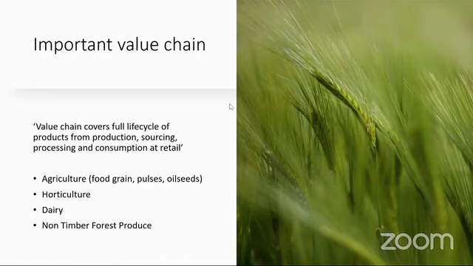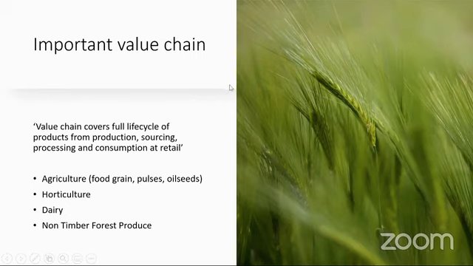Now, basically in agriculture, we talk about food grains, pulses, and oil seeds. In horticulture, we will be talking about fruits and vegetables. Dairy, everyone knows. I will be only covering the milk part because in dairy value chains, after processing, there are a lot of other products that are involved. But I will be only covering the basic dairy value chain attributes in this session, and then non-timber forest produce.